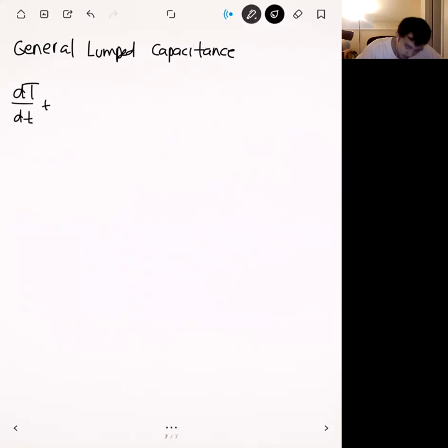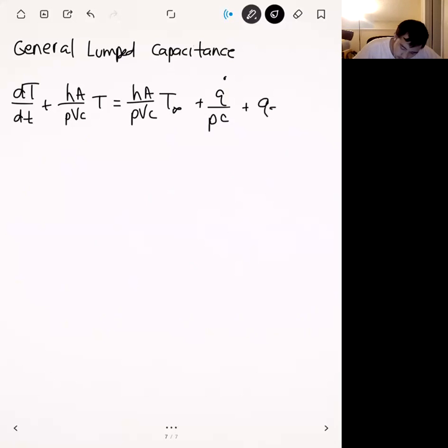So we have dT/dt plus hA over rho VC T is equal to hA over rho VC T infinity plus Q dot over rho C plus Qs double prime, or Q naught A_Q, divided by rho VC, okay? Okay, and so let's assume that we know everything else about the hand warmer. So we know its density, we know its volume, we know its specific heat, we know its surface area, and that's everything that we need, okay?